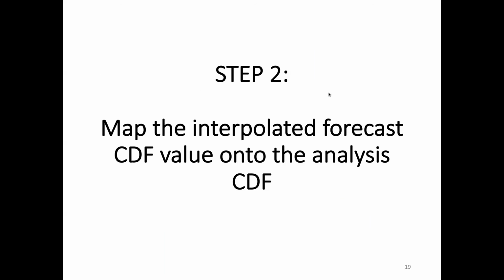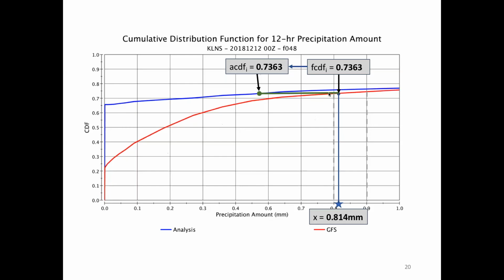Second step is simply to map that interpolated forecast value onto the analysis CDF. In this case, as we look at this visually, we are just placing where 0.73 lies on the analysis CDF. Now, in code, there's a lot to talk about. Visually speaking, we're just moving that dot from where it lives on the forecast CDF along the y-axis over to the left. Moving to the left is not always the case. It just happens to be for this demonstration. So now we have taken that interpolated forecast CDF value and placed it on the analysis CDF.